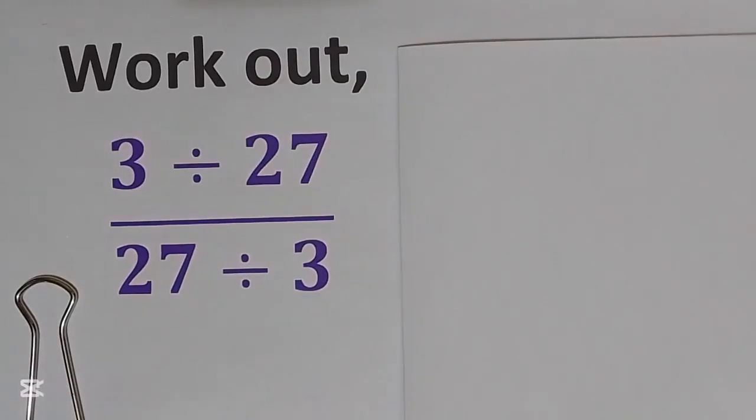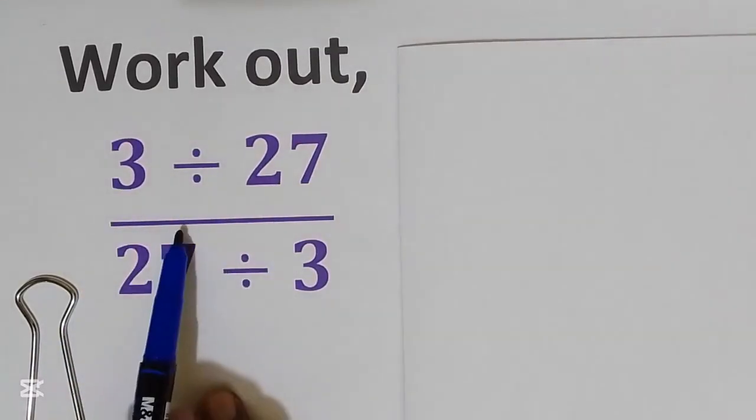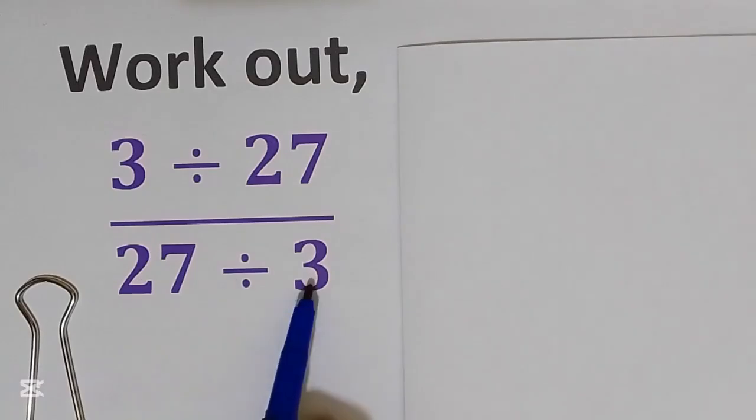Let us work out this problem. We have 3 divided by 27 over 27 divided by 3.